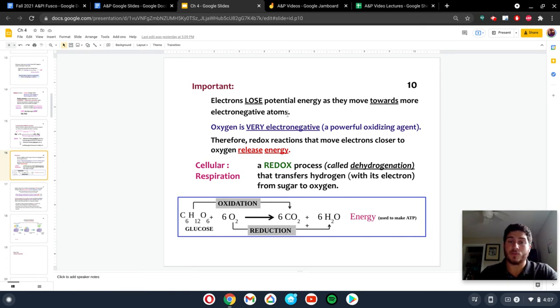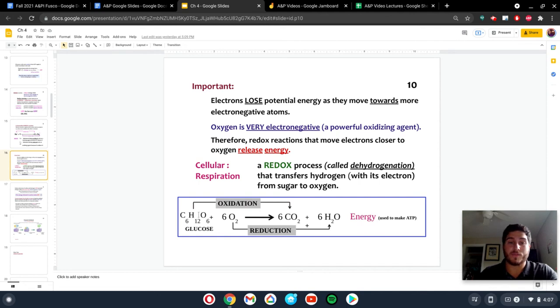Oxygen is very electronegative, meaning that it likes to suck electrons towards it, all right? It's going to pull them close, kind of like a magnet. Therefore, in redox reactions, we're going to see electrons move closer to oxygen, release energy.